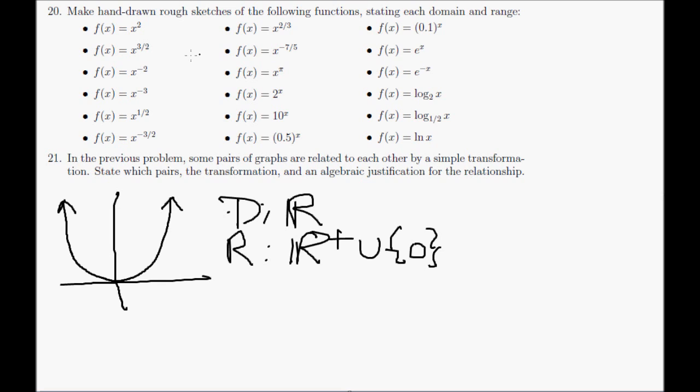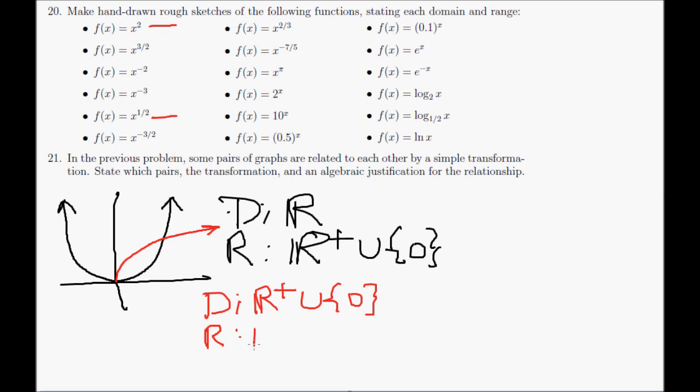This is going to be most related to the graph of x squared. This will be most related to the graph of x to the 1/2. The graph of x to the 1/2 is going to go like this. And so for x to the 1/2, the domain will be positive real numbers, or non-negative real numbers. And the range will also be non-negative real numbers.